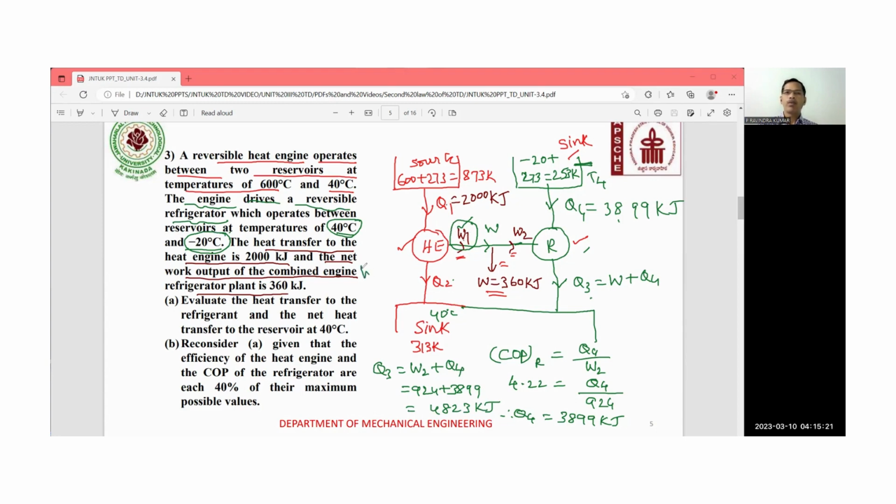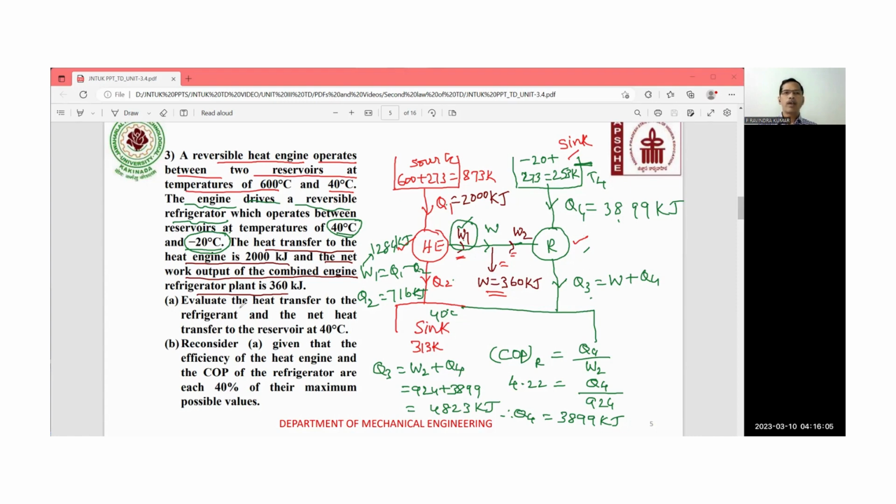W1 is equal to Q1 minus Q2. With this, Q2 you can get. That Q2 value is 716 kilojoules. Already we know that W1 is 1284 kilojoules, which you calculated earlier. So now you know the values of all the source temperatures and all the heat transfers, that is Q1, Q2, Q3, Q4.